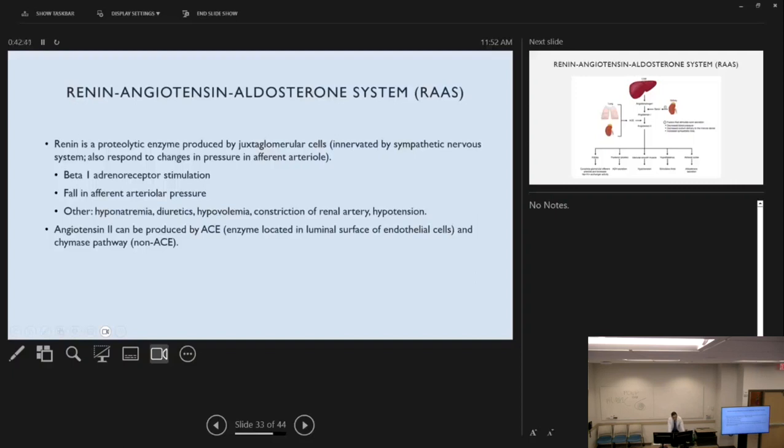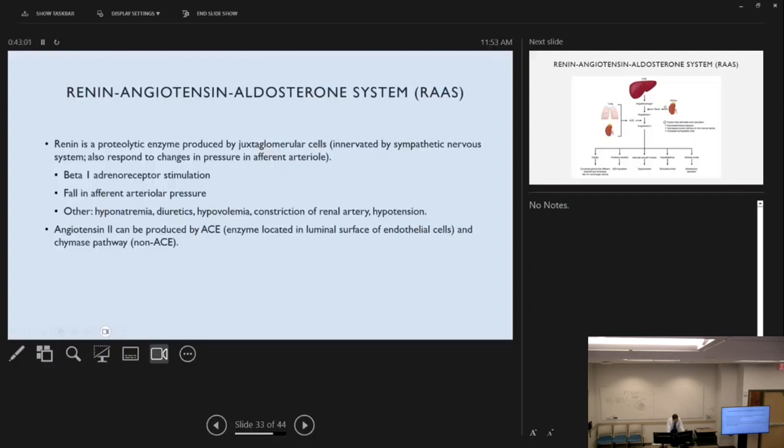Now, if someone has, let's say, a tumor producing aldosterone, and aldosterone is retaining sodium and increasing the blood volume, ADH is going to be released to try to dilute that blood. But normally, no.